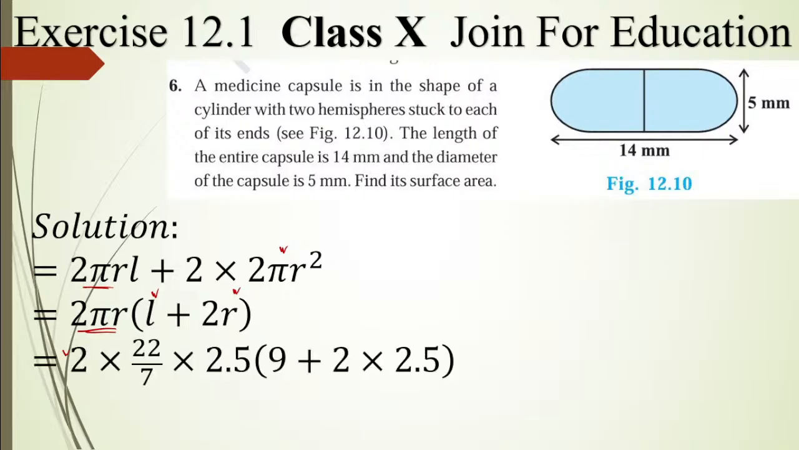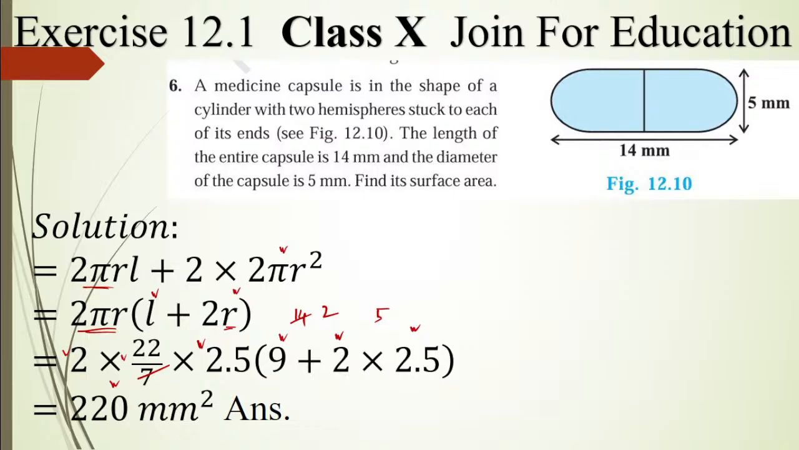So we write down here 2, and the value of π is 22 by 7, the value of r is 2.5, and the value of l is 9, plus 2 times the value of r, 2.5. So here it will be 5, and 9 plus 5 equals 14, and this 7 is cancelled out by this 14, then we get 2 into 2. So here it will be 220 millimeter square. Observe, there is no problem to understand the solution of question number 6.